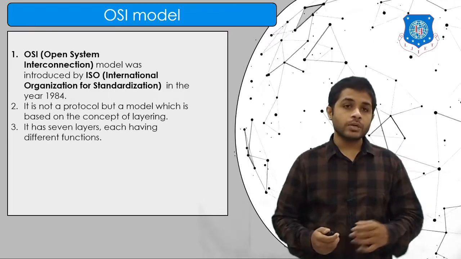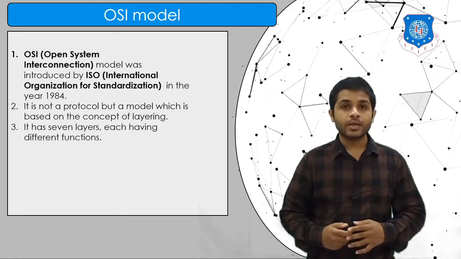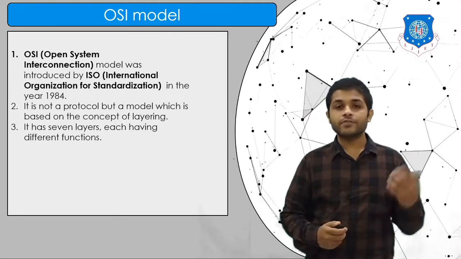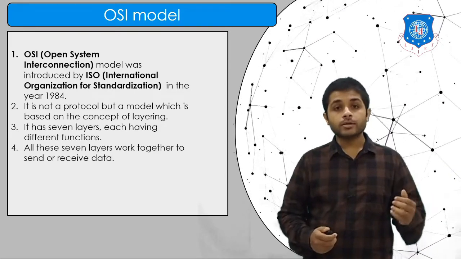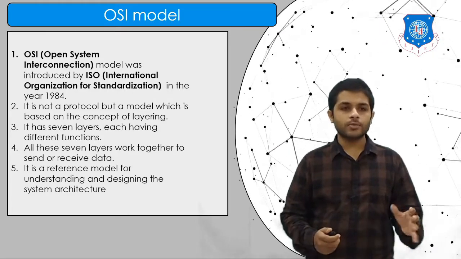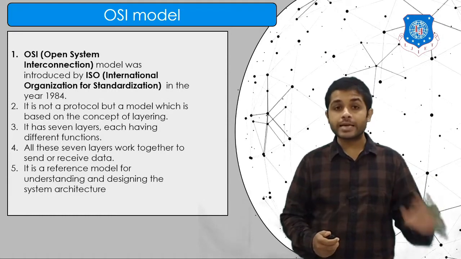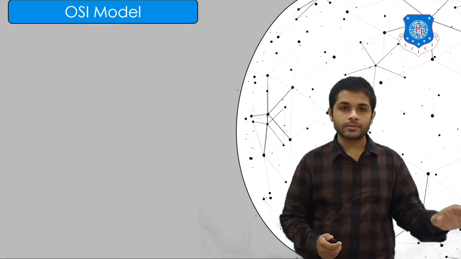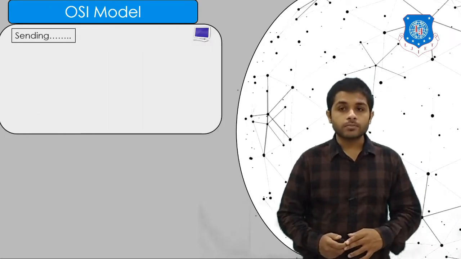And as you know, the OSI model has 7 layers and each layer has different functionalities. These 7 layers work together to send and receive data. The OSI model is a reference model. You cannot implement this model directly. It is just for reference. So let's see the working of the OSI model.